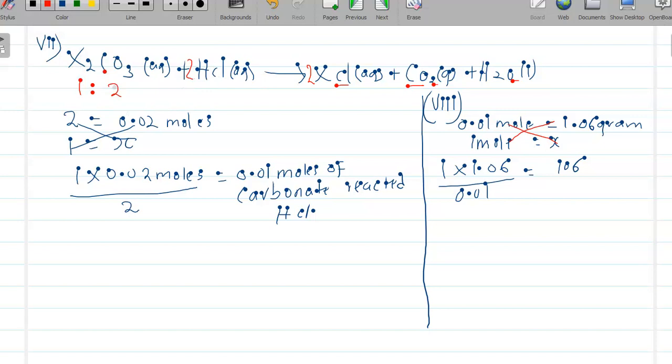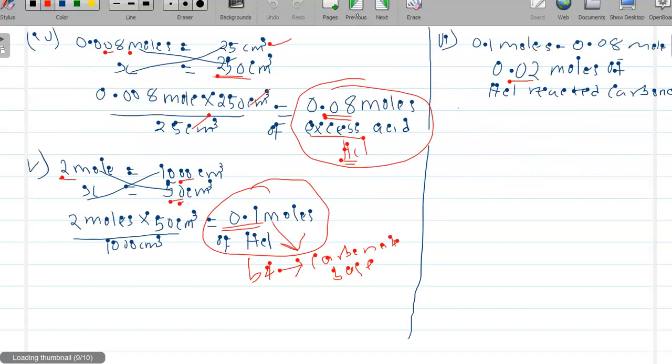The mole ratio here is 1 to 2. So the 2 mole ratio of the acid is equal to the number of moles of the acid, which is 0.02 moles. Where did you get this 0.02 moles? Let's go back. It is this one. This is the number of moles of the acid that reacted with the carbonate. So it's equal to its mole ratio.